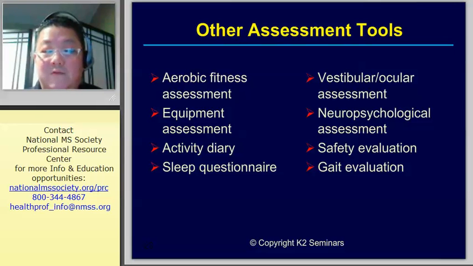If you're not familiar with the vestibular ocular assessment, then you certainly need to take a look at that. Just turning the head alone can cause them to feel off balance, so being able to assess that very quickly becomes important. Neuropsychological assessments, again, if you're unable to do something like that, you need to be sending them out, so don't wait. Safety evaluation we can all do, and definitely the gait evaluation.